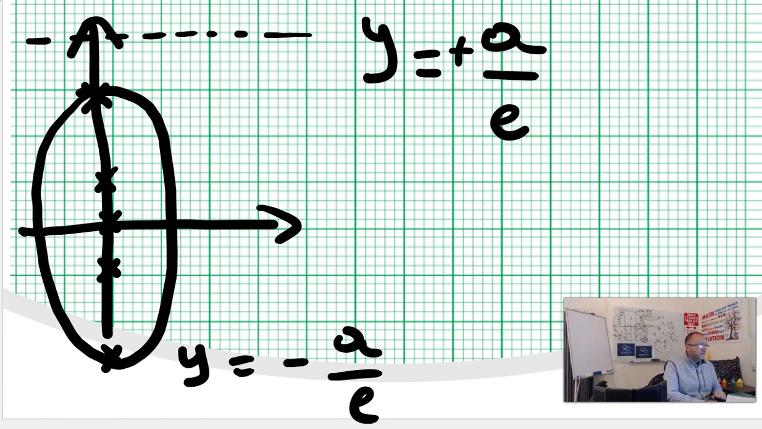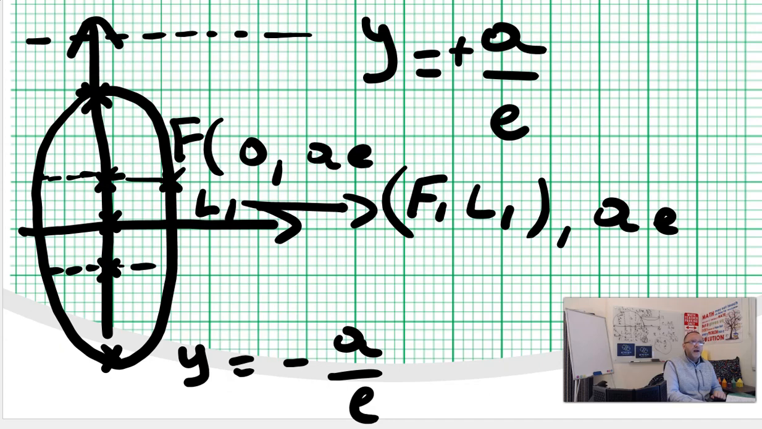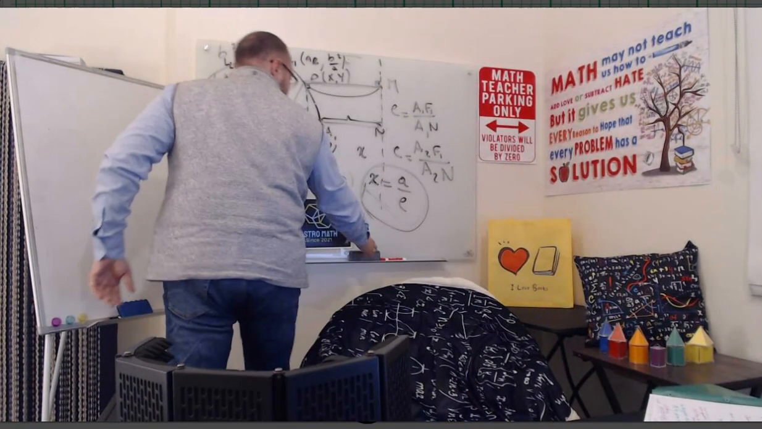And this is your F, and this is going to be your latus rectum. So F is going to be 0 for X, AE for Y. And that's going to be your L1 for latus rectum. This is going to be the latus rectum like this, your latus rectum chords. And this is going to have F1, L1 for X and AE for Y. Okay? So let's do it on the board, so you understand where I'm getting these.